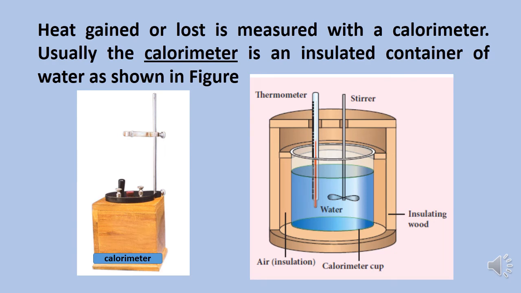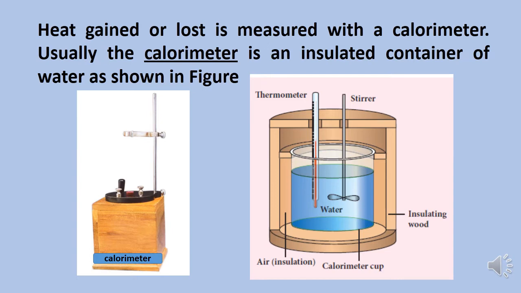To perform the experiment in calorimetry, we need a device called a calorimeter. Heat gained or lost is measured with the calorimeter. Usually the calorimeter is an insulated container of water, as shown in the figure. Within the calorimeter there is a copper vessel, and two-thirds of the copper vessel is filled with water.